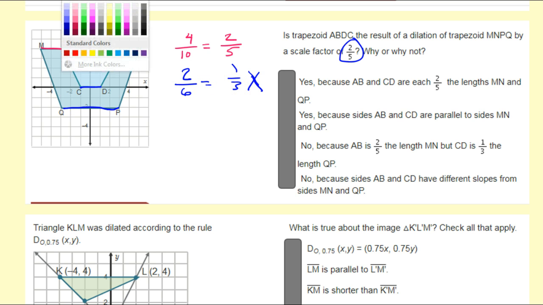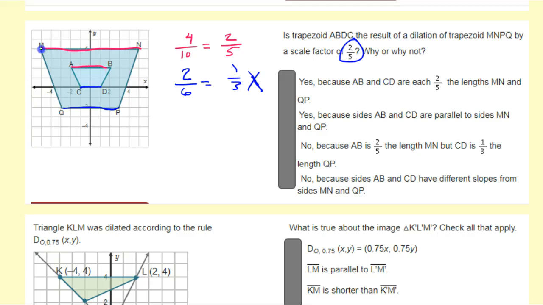Okay, how about the MQ compared to the AC? You know what, that's going to be tougher because of the way they're slanted. I'm wondering if we can answer the question just based on these two without using the slanted ones.